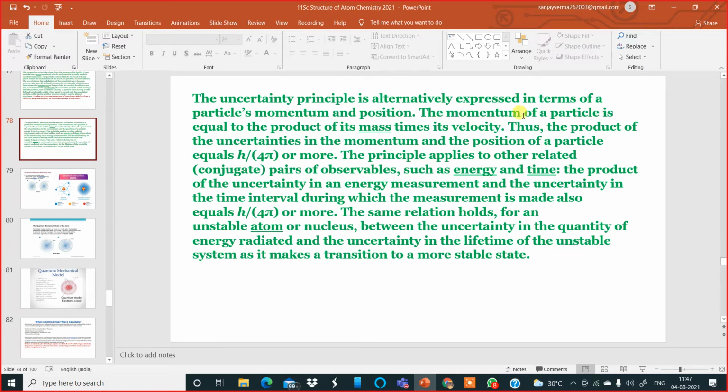The momentum of a particle is equal to the product of its mass times its velocity. Thus, the product of the uncertainties in the momentum and the position of a particle equals h by 4 pi or more. This is what I have been telling you from that time. Delta x, that is uncertainty in position, into delta p, uncertainty in momentum. This delta p is like m delta v, because velocity may change, mass is constant, it doesn't change. So that is why the product of the uncertainty in position and the uncertainty in momentum is equal to h divided by 4 pi or more.